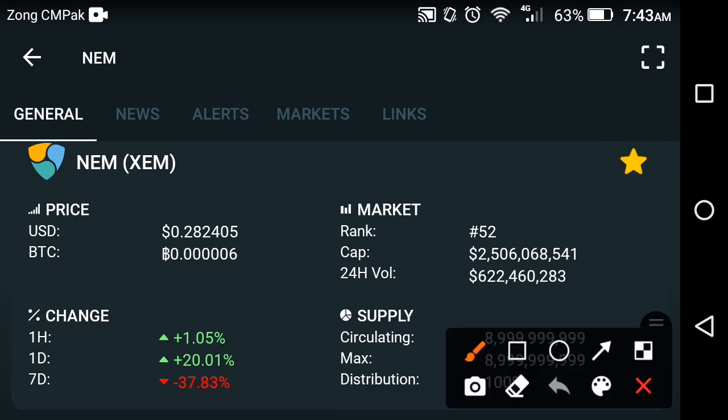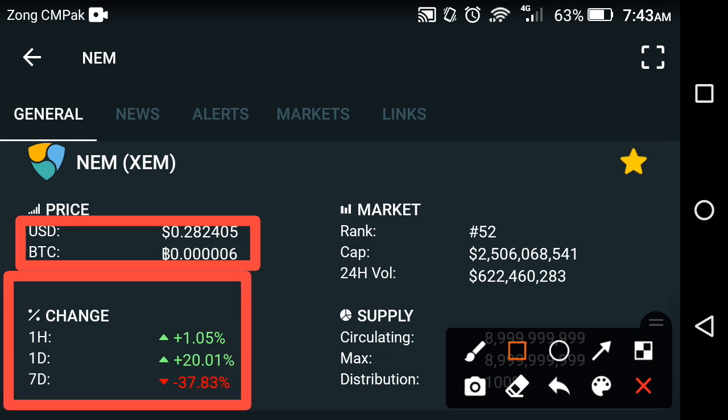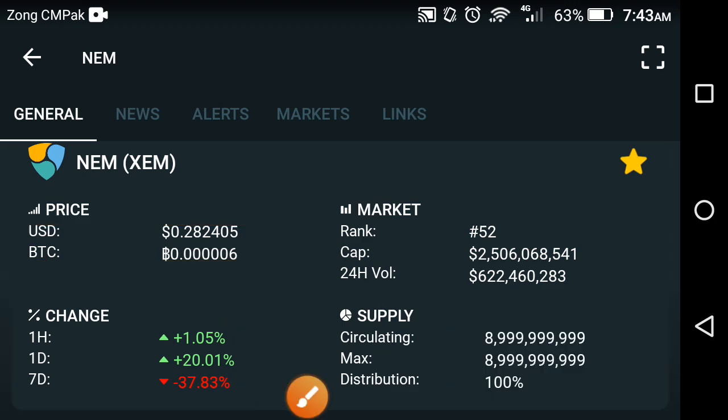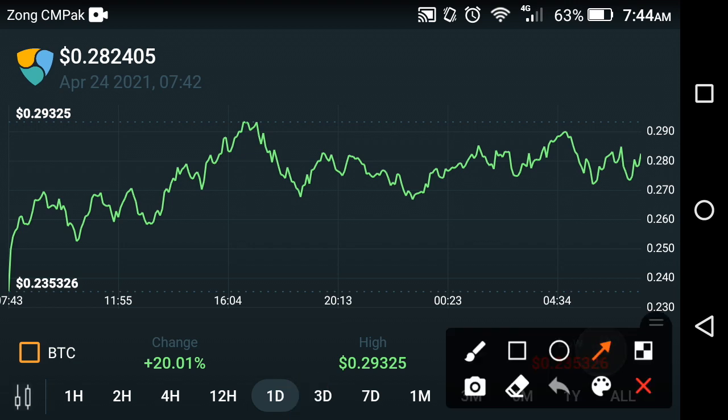As you can see here, the current price of XEM is about 0.282405 USD. The change in the last 1 hour is positive, the last 1 day is positive, and the last 7 days, one week, is negative, friends. But yesterday it took a high jump, that is why the jumping time of XEM coin starts again now, friends.